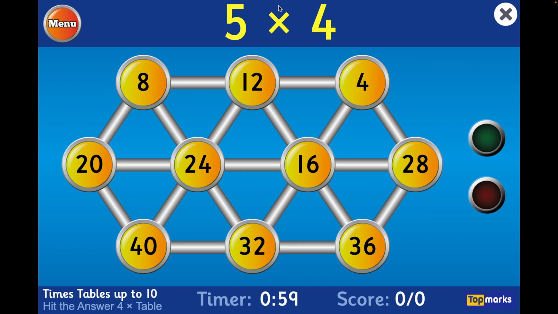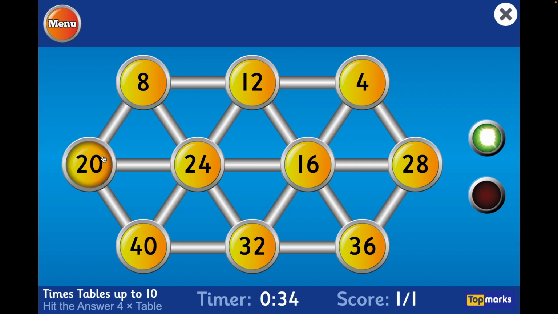Press play. At the top, you have the expression. They have the products spread out. There is a color yellow. If you play it again, that color will probably change, so it's never exactly the same. At the bottom, again, you have your timer counting down and then the score based on how many they get correct. So you have 5 times 4, so they're going to find the answer on the screen.